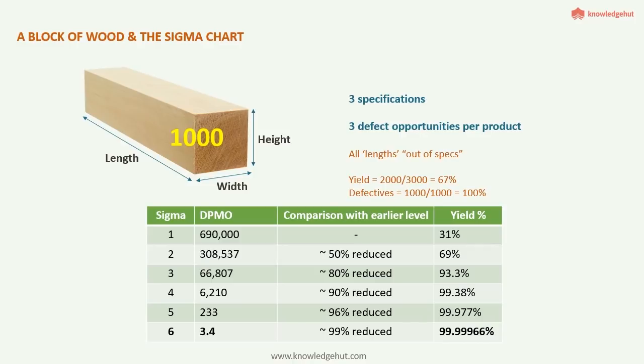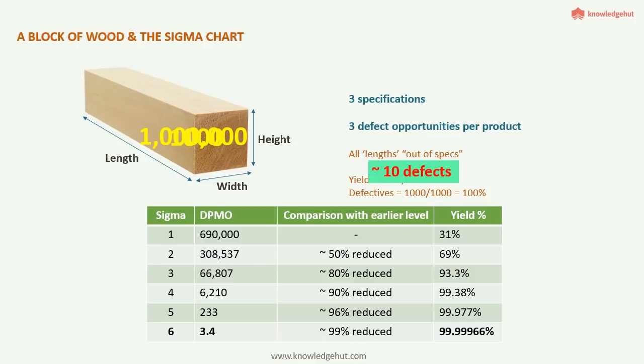specifications. Taking the case of our wooden block, if this carpentry unit ends up producing 1,000,000 wooden blocks instead of 1,000, obviously we have 3,000,000 defect opportunities. The number of dimensions allowed to go wrong is around 10, which is basically 3.4 into 3.